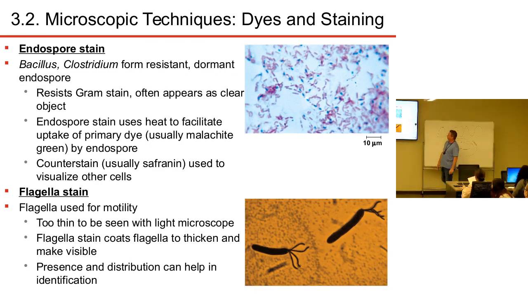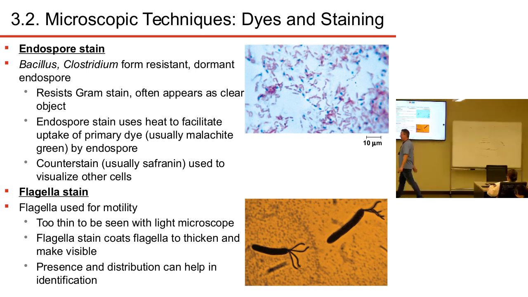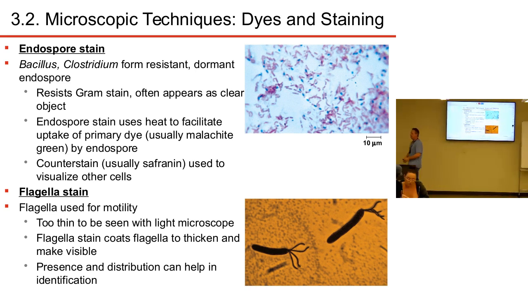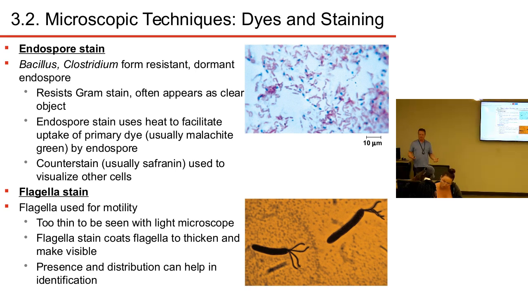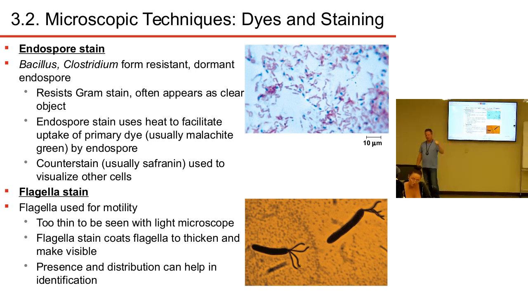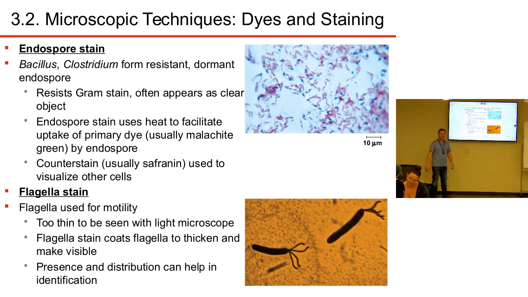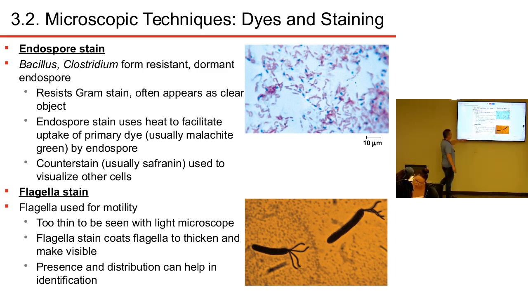All right, next one, endospores. We talked about this in chapter 1, right? How did they have so much difficulty fighting off the idea of spontaneous generation? Well, it was because some of the bacilli and the clostridiums can make those endospores, those really hard shells that go around them. Well, they're also something we want to be able to stain. If they're in their endospore, we can't stain them.